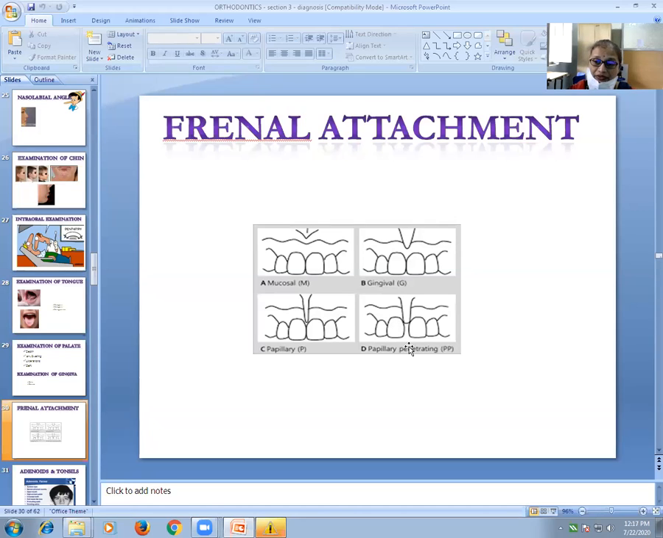There is a space between the upper two incisors, the upper central incisors. If this is the problem, you will have to disconnect this attachment. If you treat this type of case only by applying pressure and closing the space, it will not stay closed. Once you remove the appliance, it will appear again.